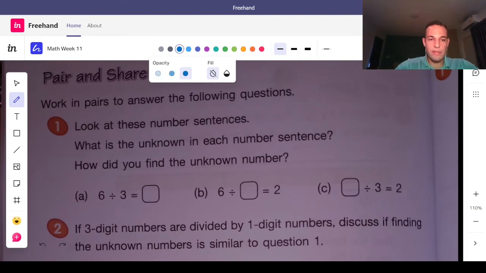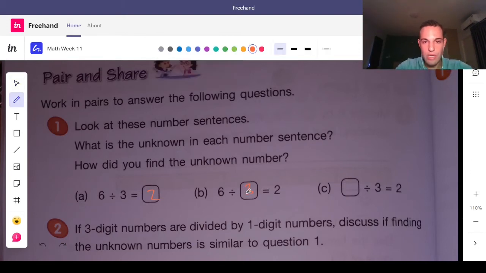What is 6 divided by 3? Well, we know the answer is 2. And 6 divided by 3 equals 2.